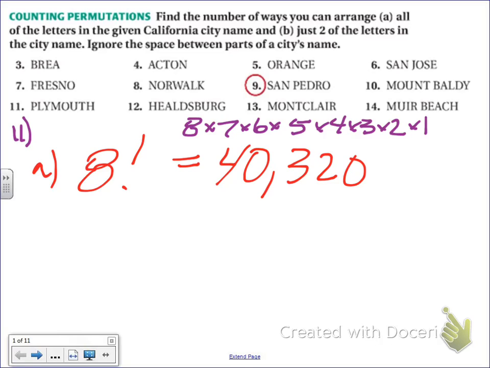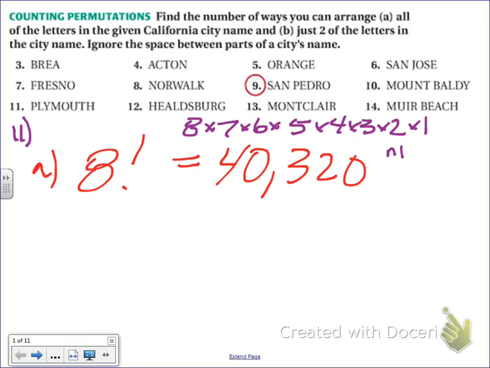Now, here's the other way we do permutations. What if I have all those 8 options in the word Plymouth, but I only want to pick a certain number of letters? So rather than just choosing all 8, I only want to pick, in this case, 2 of the 8 letters. So there's a formula that we need to know in order to do this problem. The formula looks like this.